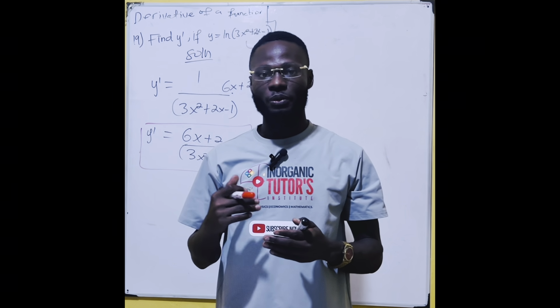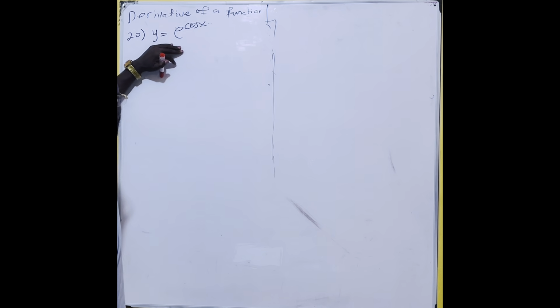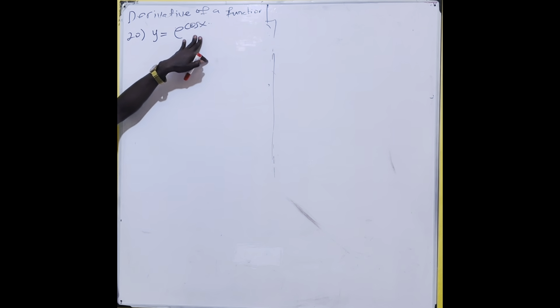Now let's move on to question number 20. Question number 20, we want to find the first derivative of y equals e to the cos x, right?